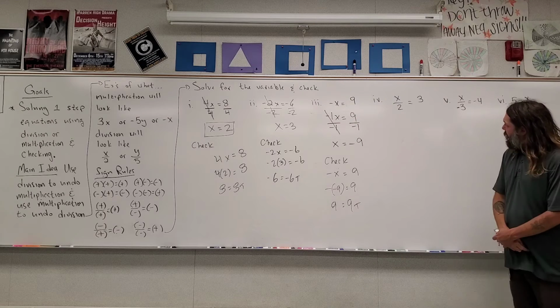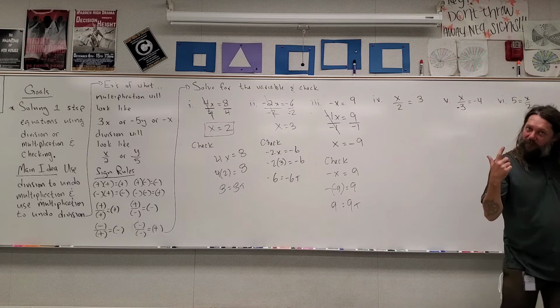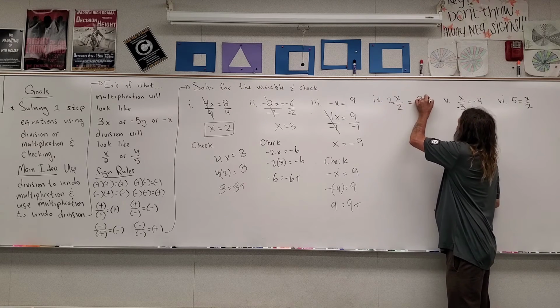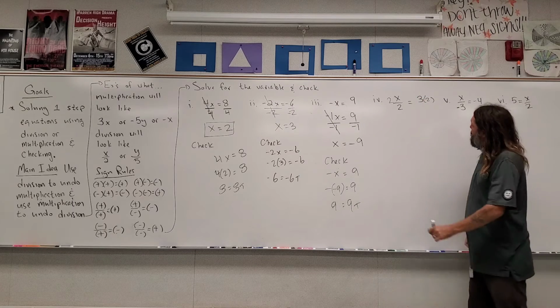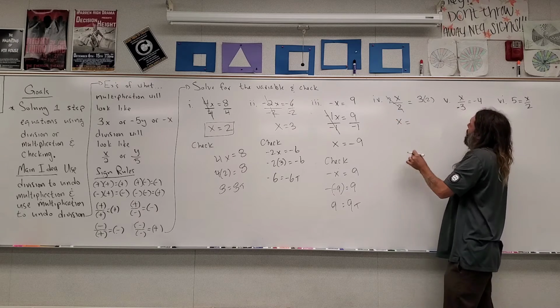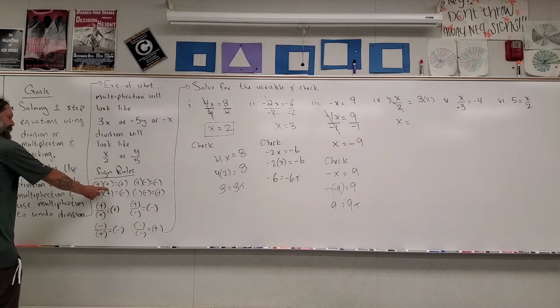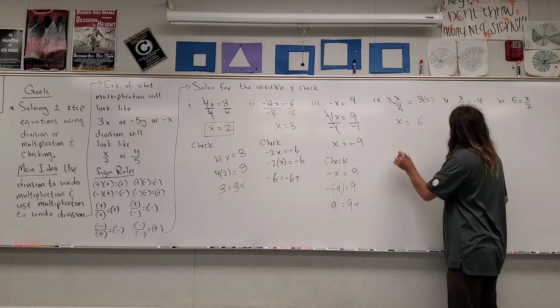So problem number 4, I'm dividing x by 2. That means if I multiply x by 2, I've created the same situation that I've created on the other problems, and I can just cancel this out. It's really easy to cancel out fractions in equations. So now I have positive 3 times positive 2, that's going to give me a positive 6.